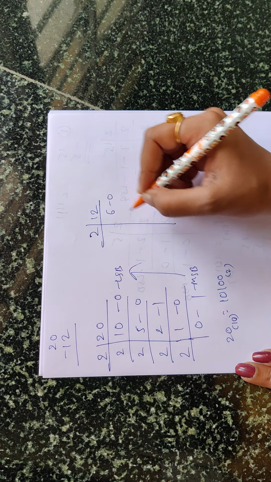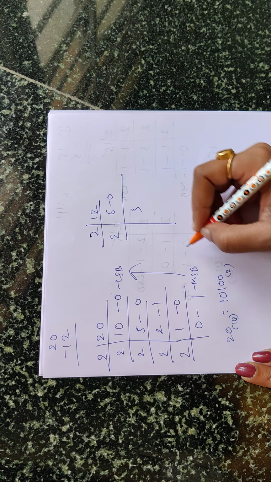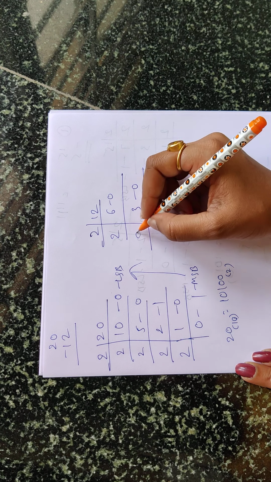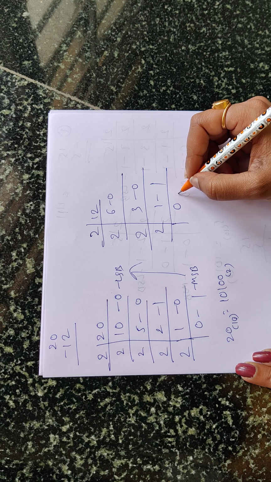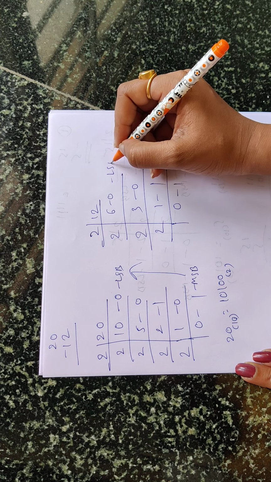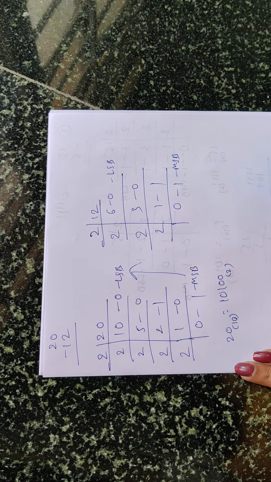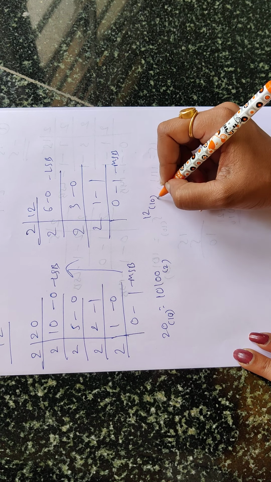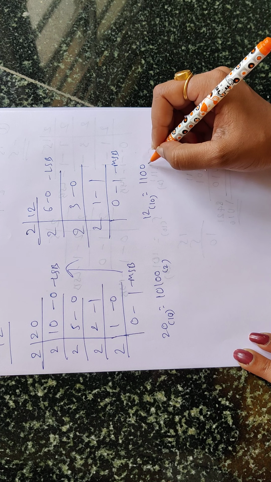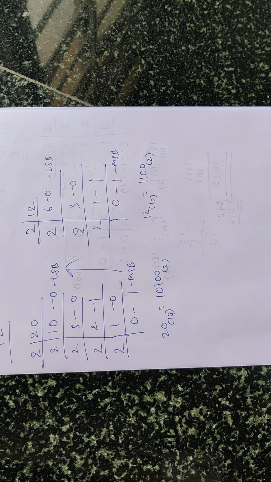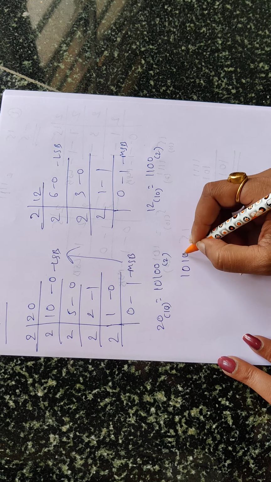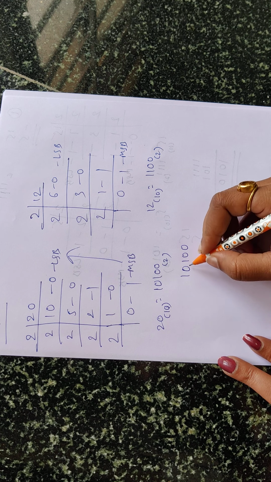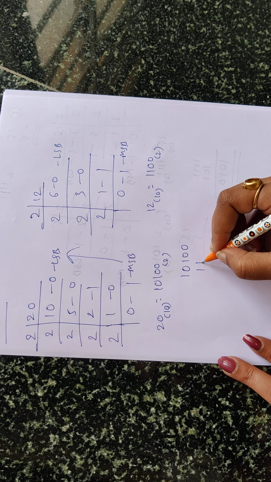2 sixes are 12, 0 is the remainder. 2 threes are 6, 0 is the remainder. 2 ones are 2, 1 is the remainder. 2 zeros are 0, 1 is the remainder. So this is your LSB, this is your MSB. The equivalent of 12 to the base 10 is 1100 to the base 2. Done? Now take the values and subtract them. So 20 is 10100 and 12 is 1100.